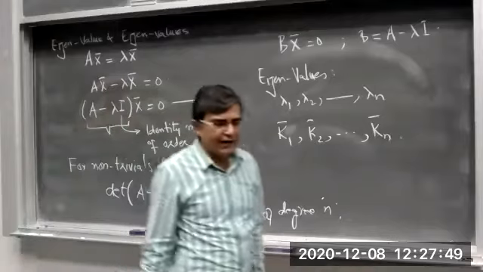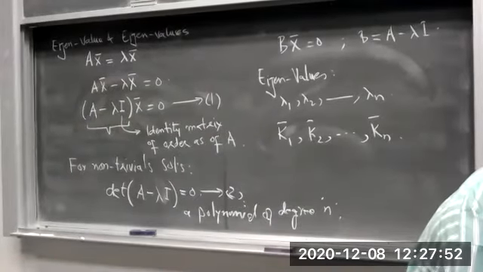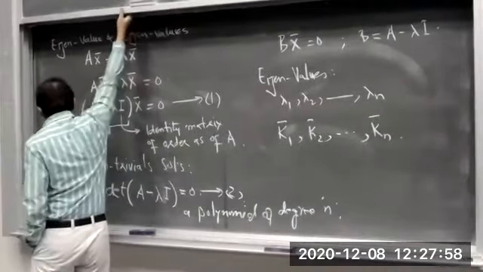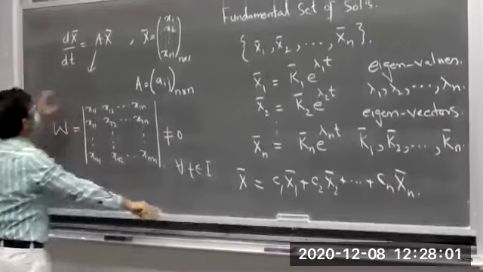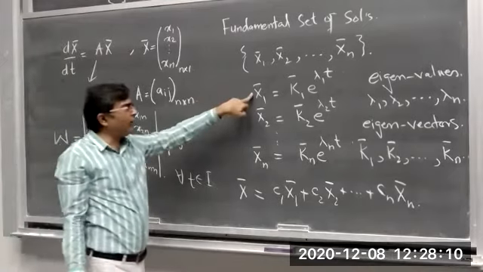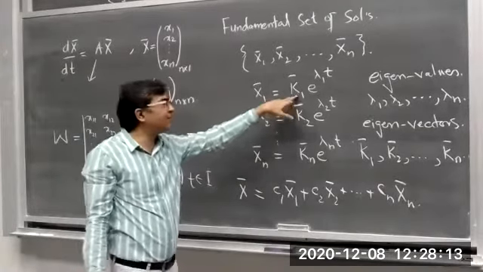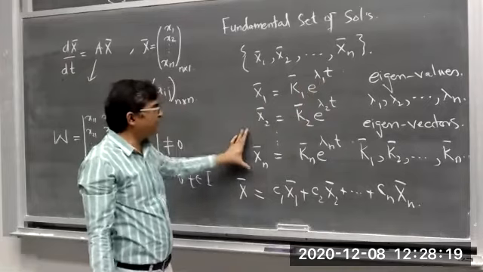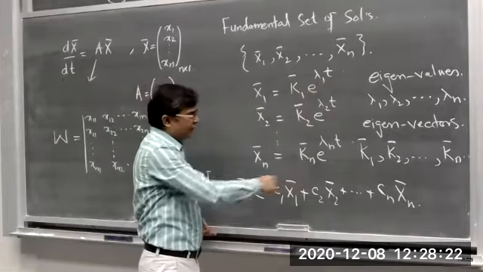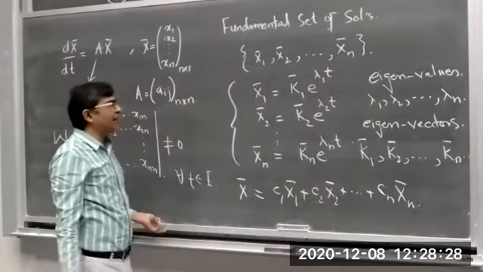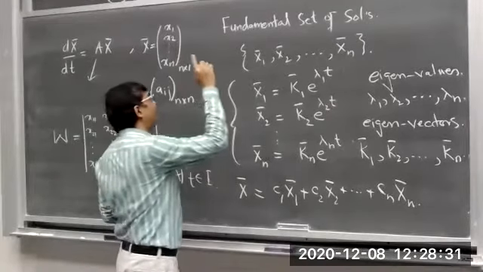Once we know the eigenvalues and eigenvectors, we can write the n solutions of the given system of first order differential equations. I told you what the solutions of this system are. X1 is the first solution, which is the first eigenvector times the exponential of the first eigenvalue times t, and so on. We can write the n solutions. And then finally, we can write the general solution after investigating whether these n solutions are linearly independent and form the fundamental set of solutions.